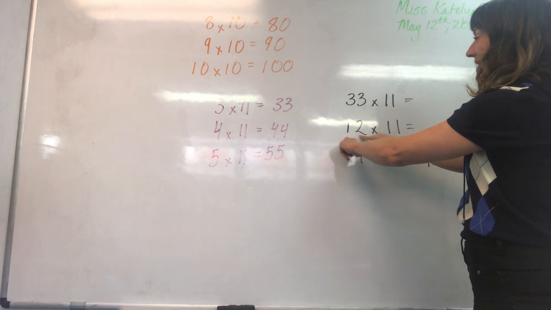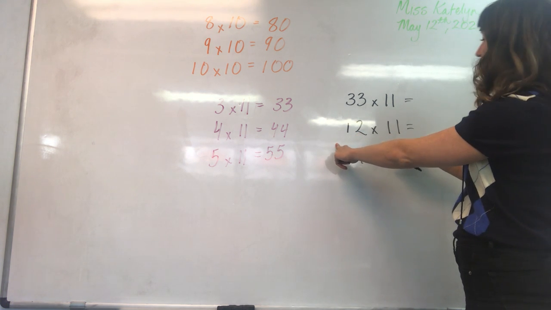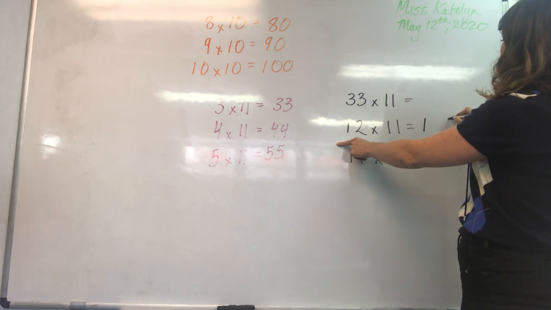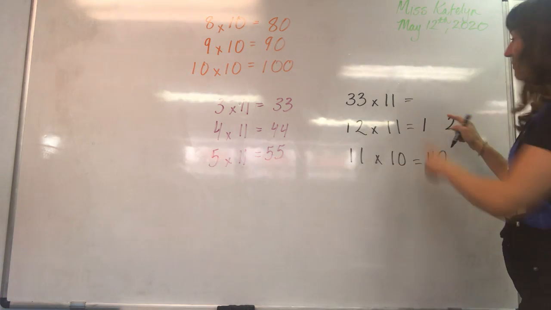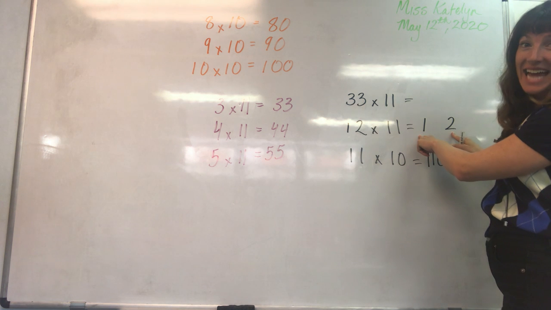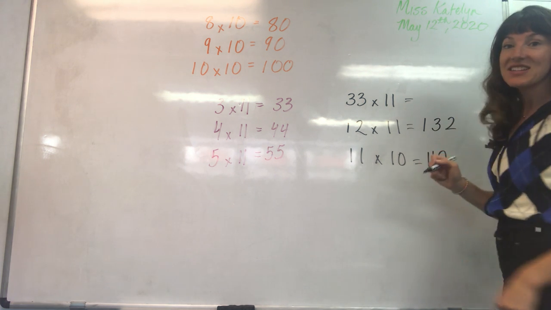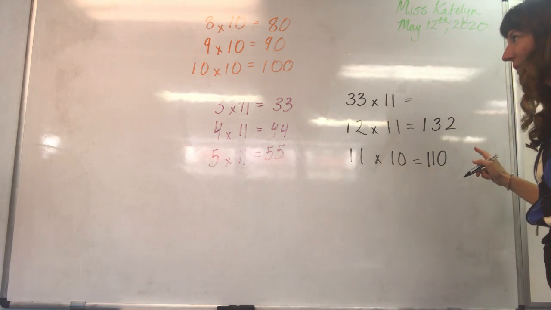You split the other factors. So I put a 1, and then a space, and then a 2. I split them apart, and then I add them together. 1 plus 2 is 3. And the answer is 132.